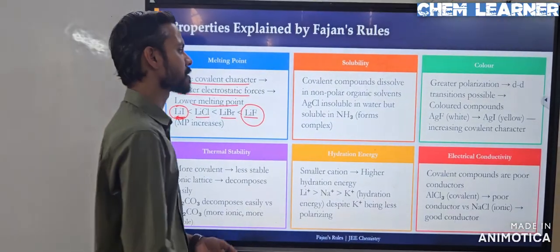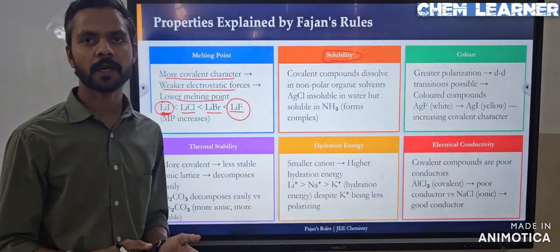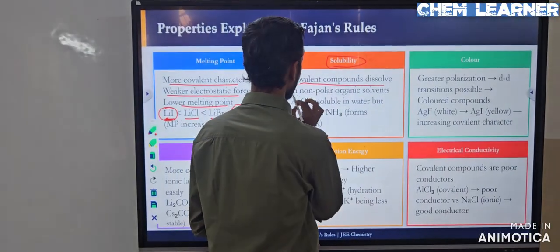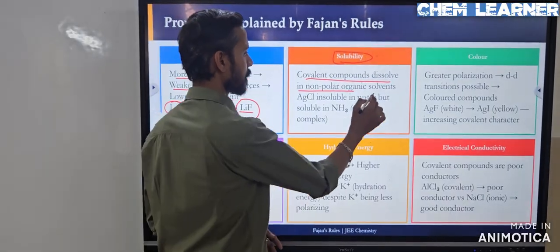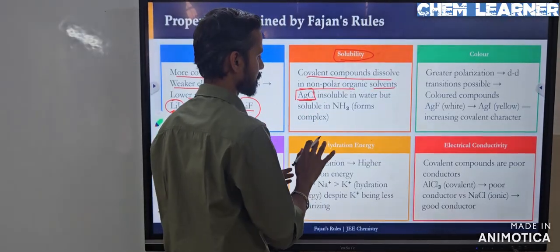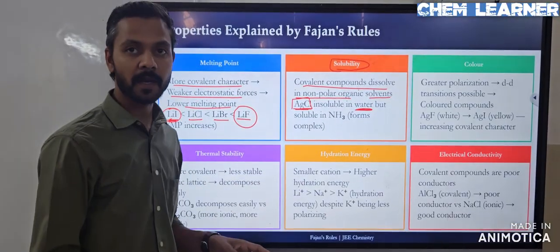Now moving to the next section, the solubility. As the covalent character increases, the solubility in organic solvents will increase. Covalent compounds dissolve in non-polar organic solvents, we are aware of this. If we take the example of AgCl, AgCl is insoluble in water, but it is soluble in ammonia.